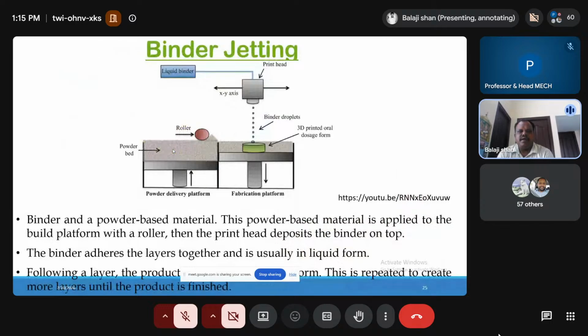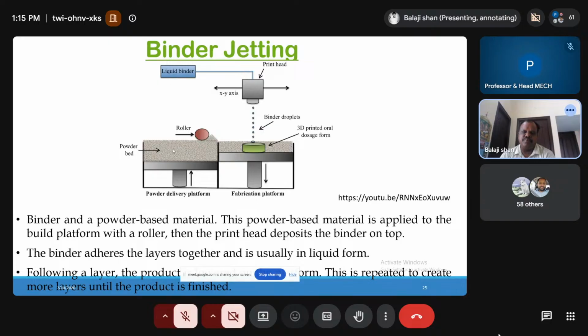And the next one is the binder jetting process. Binder jetting is a powder-based material process. The powder-based material is supplied on the build platform with a roller. Initially, the powder is spread over the platform. Once the layer is finished, the roller spreads out the powder above the layer.